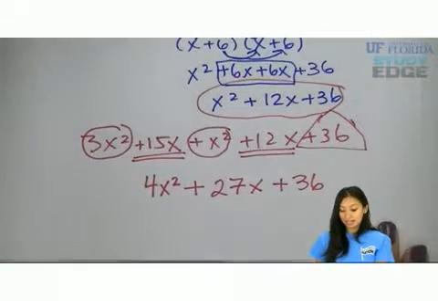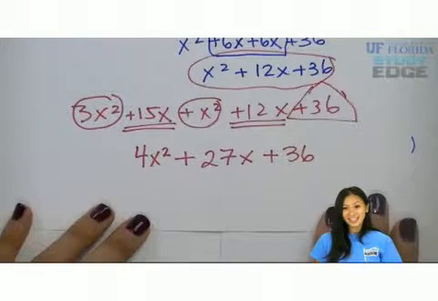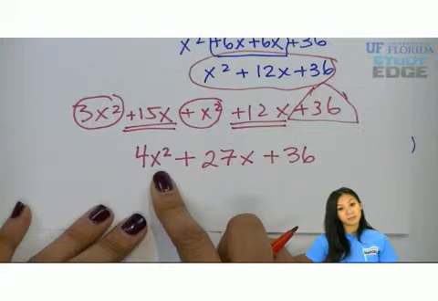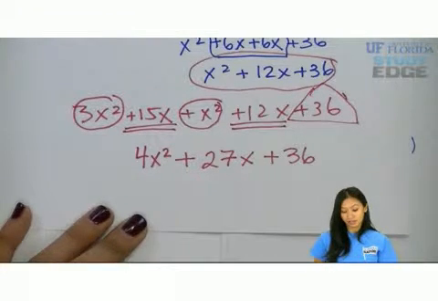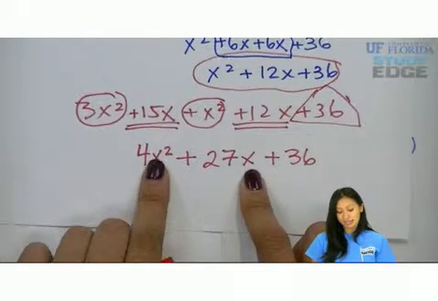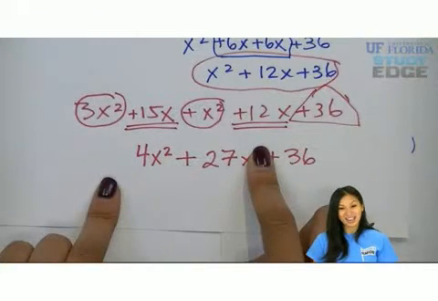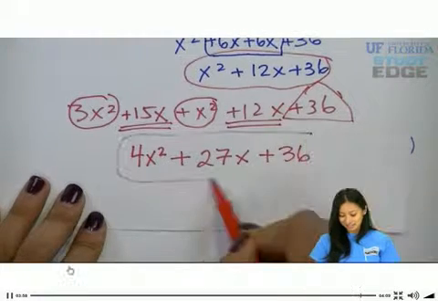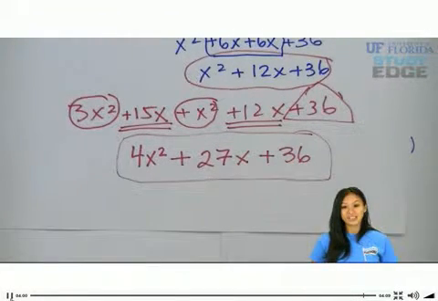These are no longer like terms. There are no more like terms because the same variable raised to the same power makes it a like term. These both have x's, but that has x squared, and this one doesn't have an x squared. This one doesn't have an x at all. So they're all unlike terms. That has to be my final answer.